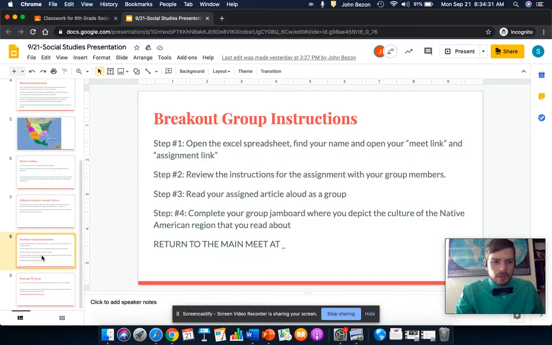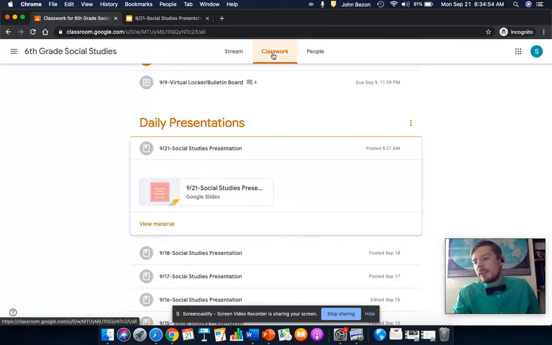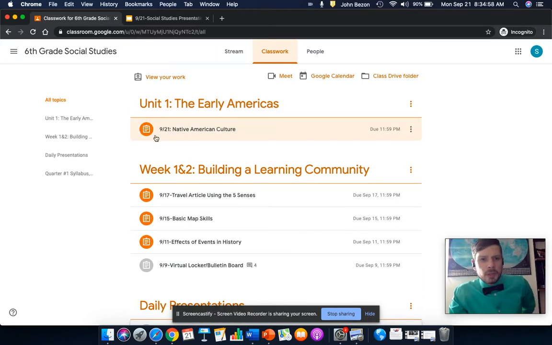So here's our breakout group instructions. We did a Jamboard. You weren't able to do that because you weren't in the Google Meet maybe. So what do you do now? Let's go down to the regroup wrap up. Scholar volunteers shared their Jamboards until there were 10 minutes left. If you have a friend that you know was in the Google Meet, ask them to share their Jamboard with you. Other than that, we do have a Google Form wrap up, and I want to show you where this is in your classwork. Sorry about that. So in your classwork page, September 21st, Native American culture, you click on that.